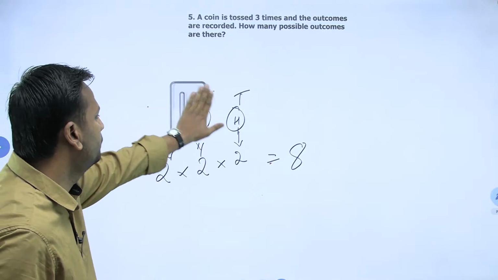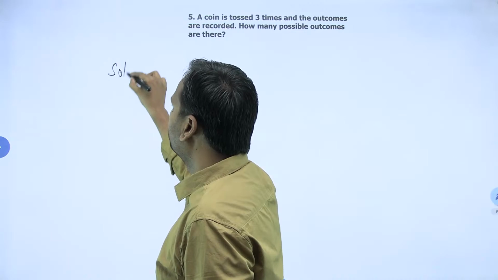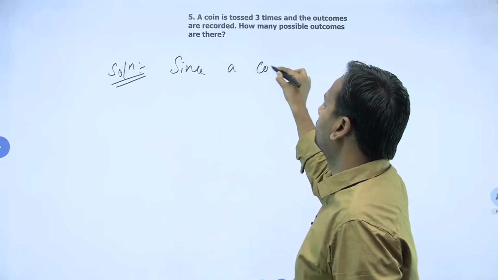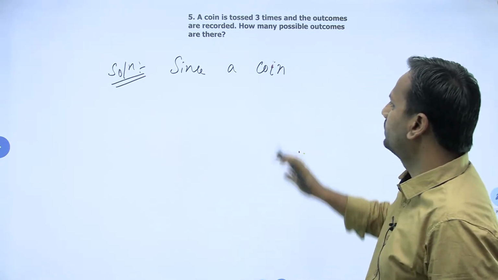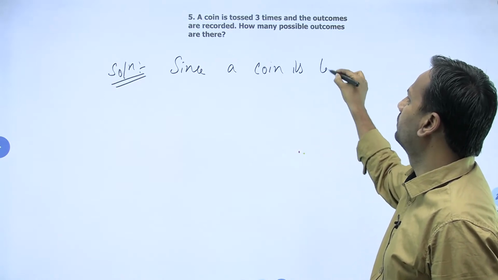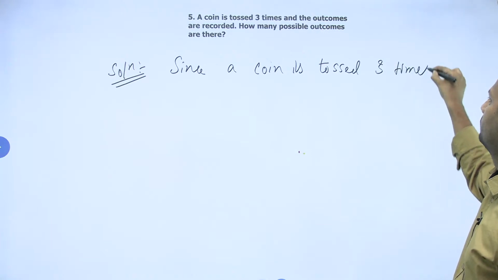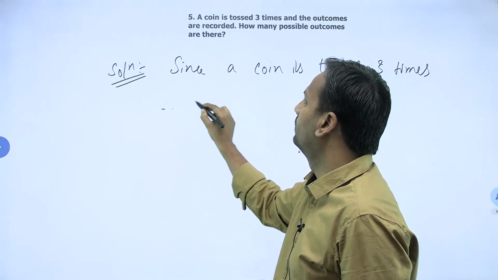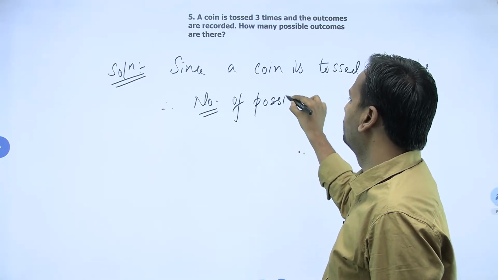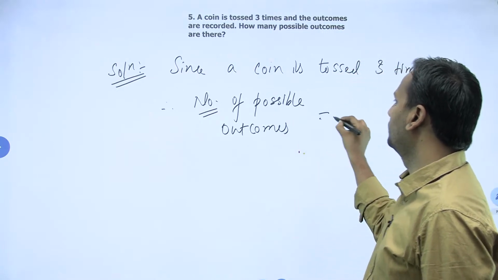So let me write the solution, students. Solution: since a coin is tossed 3 times, therefore the number of possible outcomes is what here?